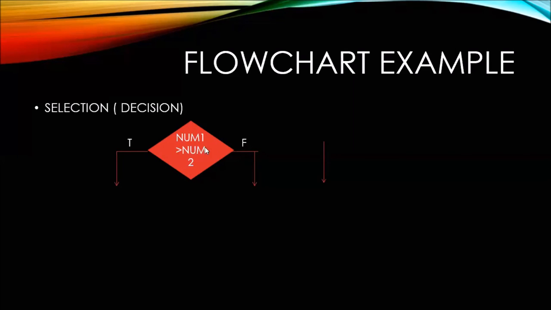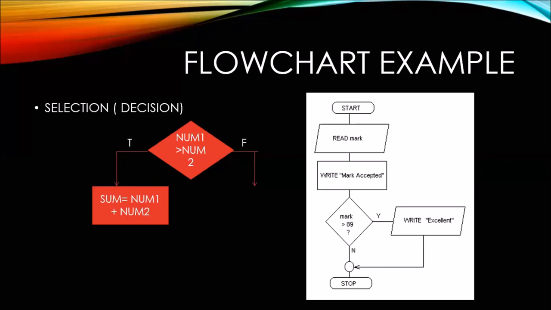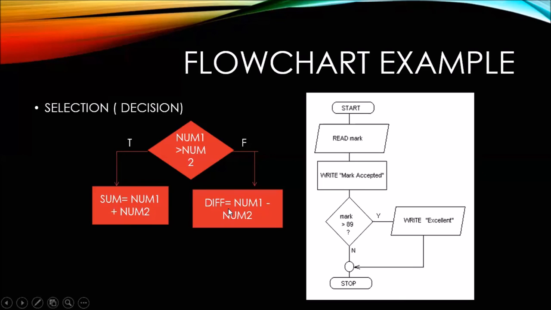Good. So we have branching from this diamond now. Going to the right, you have false. Going to the left, you have true. Right. So what should happen if the condition is true? What should happen if the condition is false? Good. So if the condition is true, sum is equal to num1 plus num2. If the condition is false, then you're going to find the difference. So difference is equal to num1 minus num2. Good?